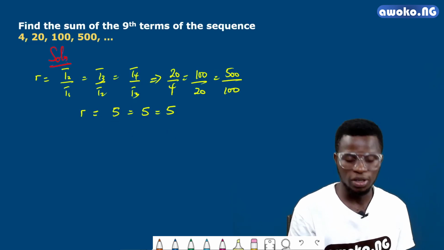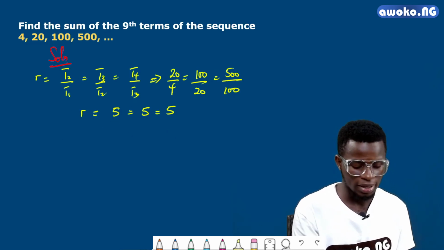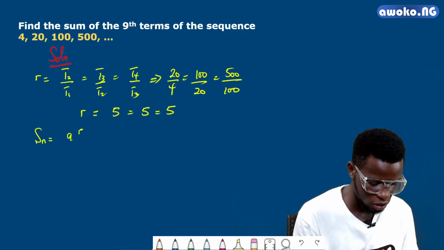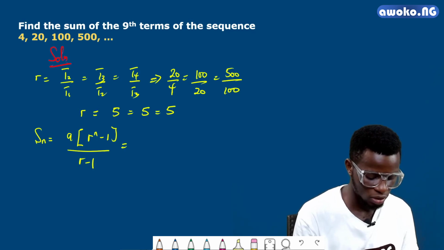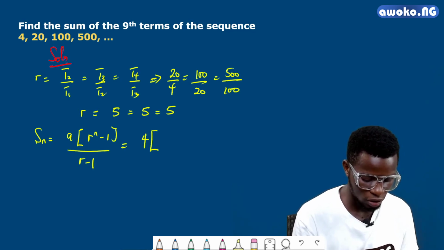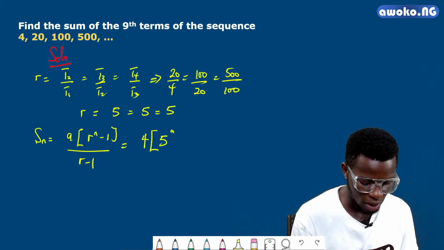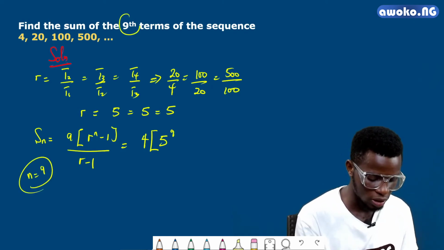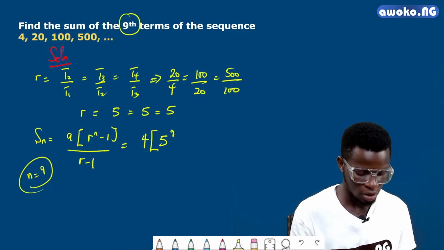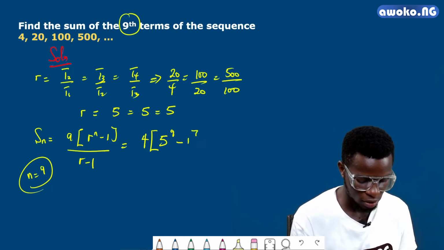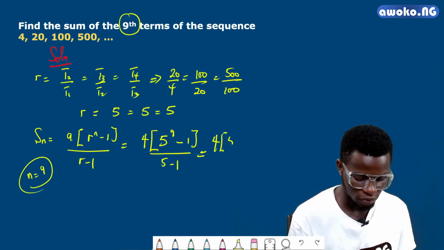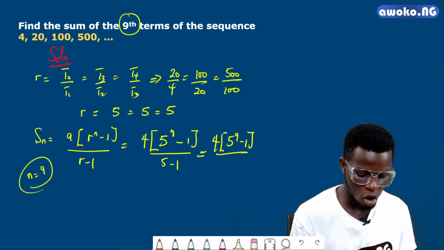If you insert the values of r and a into the equation, Sn equals a into bracket r^n minus 1 all over r minus 1. This will give us 4 into 5 raised to power 9 because n is equal to 9. Our question is we should find the sum of the 9th terms. Okay, 5 raised to power 9 minus 1 all over 5 minus 1. This will give us 4 into 5 raised to power 9 minus 1 all over 4.